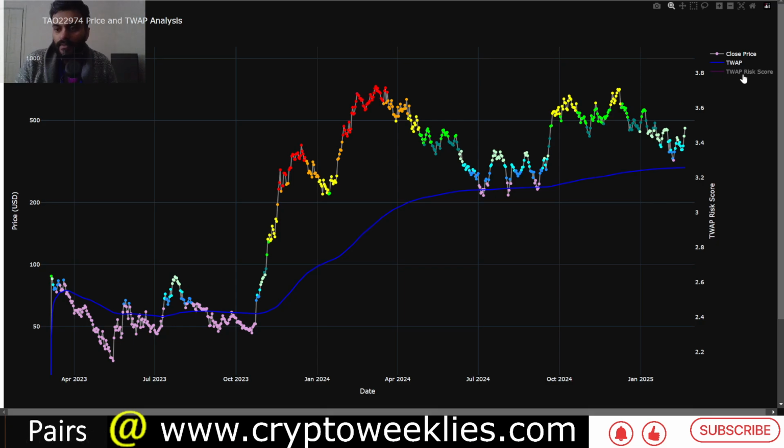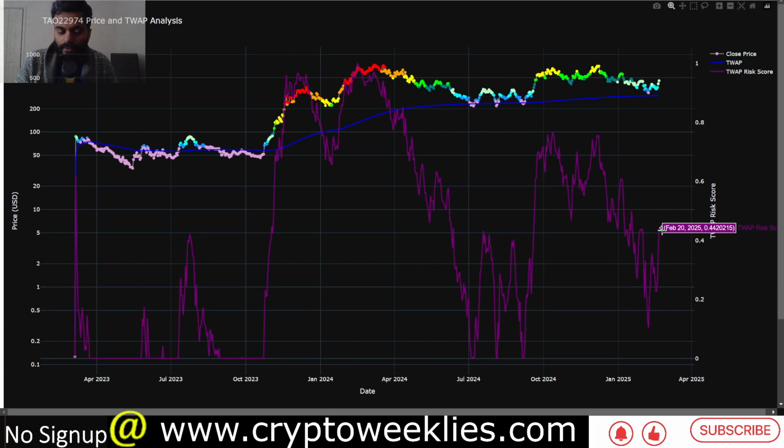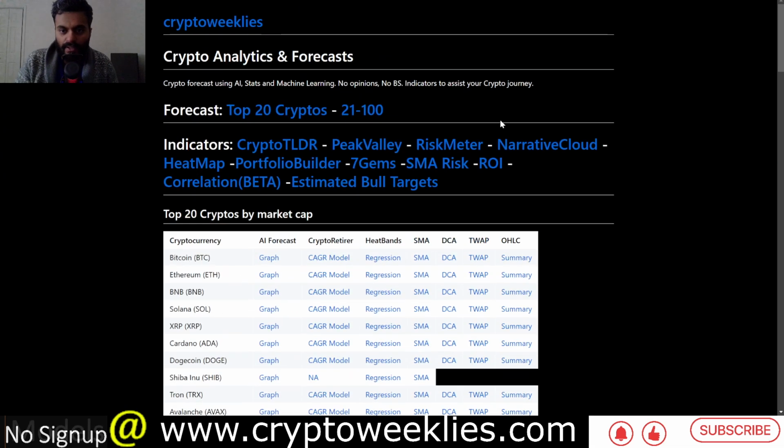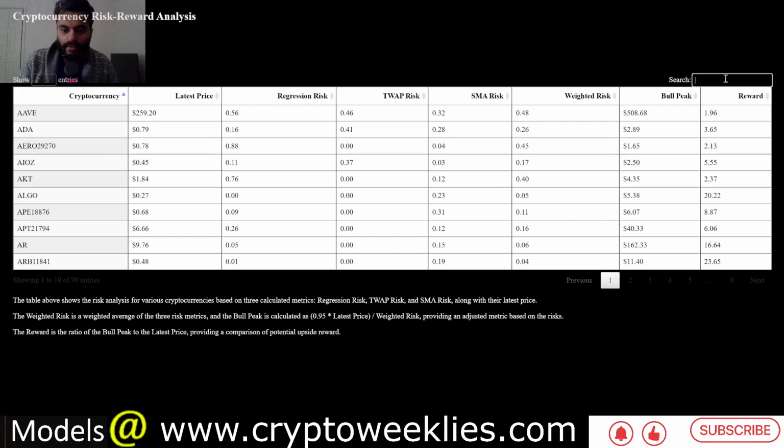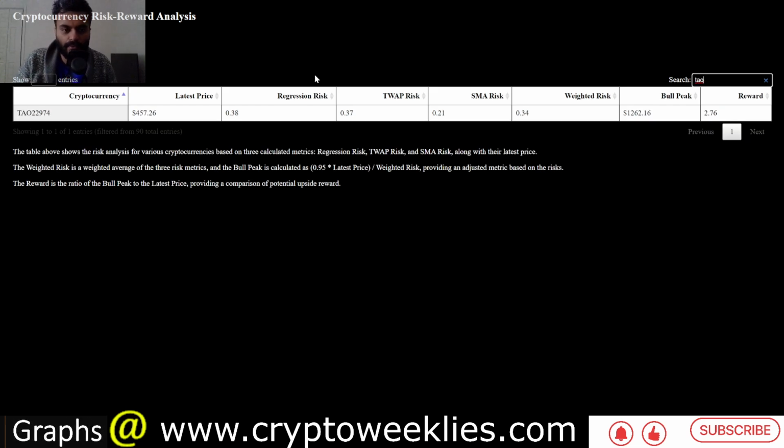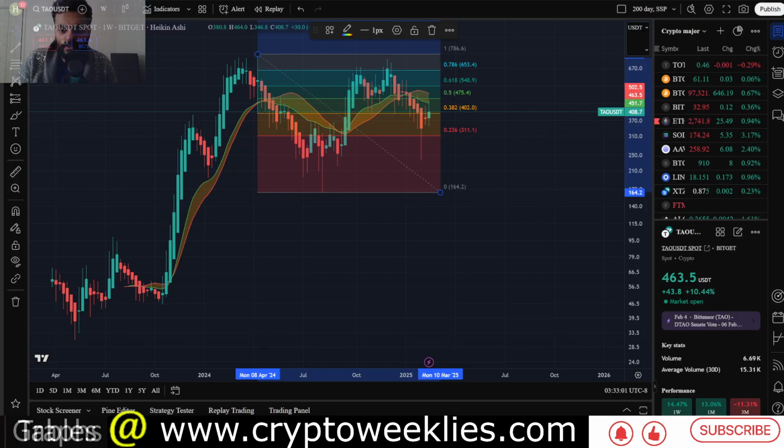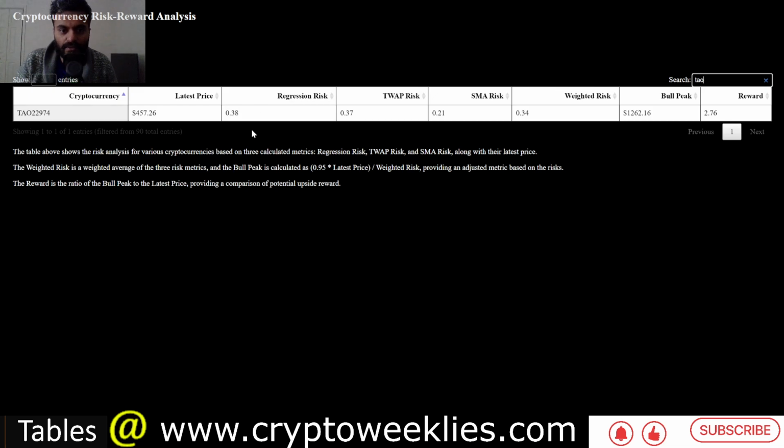Right now, the risk score for BitTensor and its token TAO is coming in at around 44%. As a composite of all the 3 models and an estimated bull run target for TAO, per our risk reward based model with the current price between $450 and $460: the regression risk is at 38%, time weighted average price risk at 37%, SMA risk at 21%, and the weighted risk comes at around 34%, or about one third. The estimated bull run target per our risk reward analysis is at around $1,262.